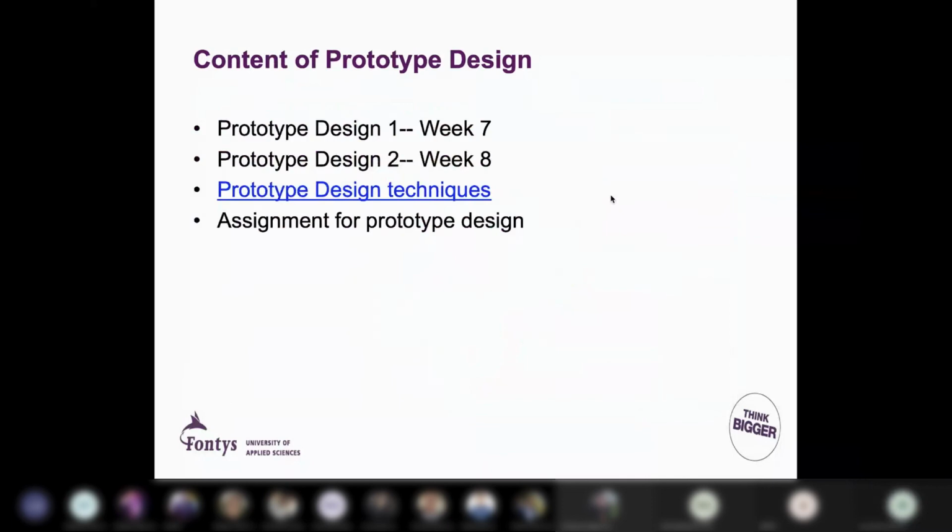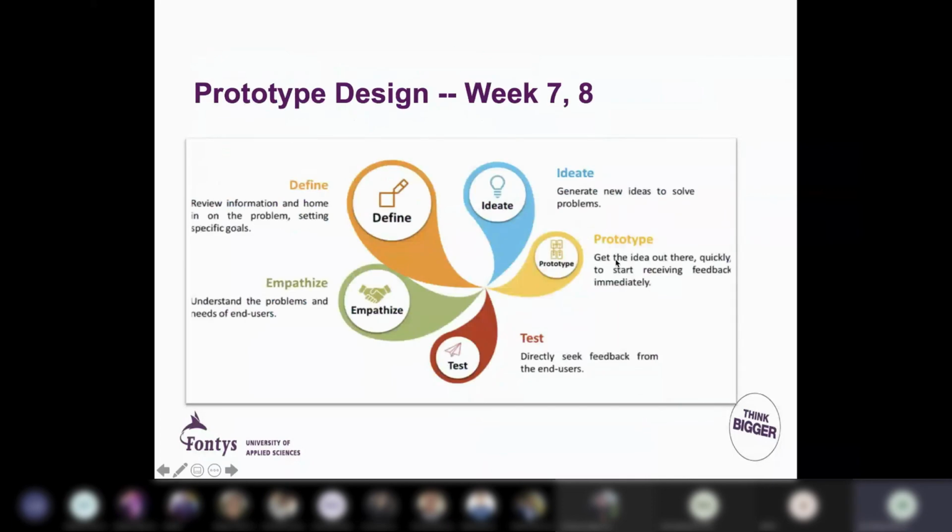So, here, prototype. Let's quickly read the formal definition based on this design thinking approach: get the idea out there quickly to start receiving feedback immediately. If I had to summarize the lecture in one imperative line, this is it. Nothing really hidden in the prototype method. I could even say it shorter: build it, and build it quickly. And that's what the lecture is about.